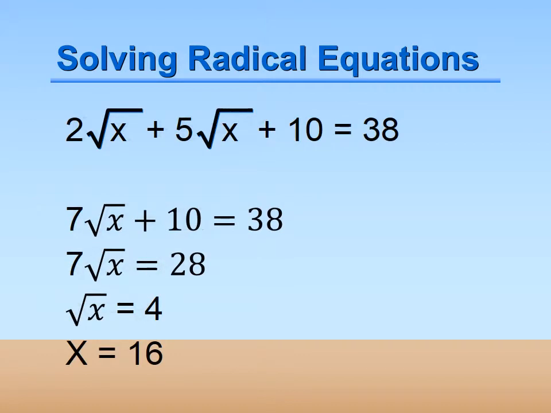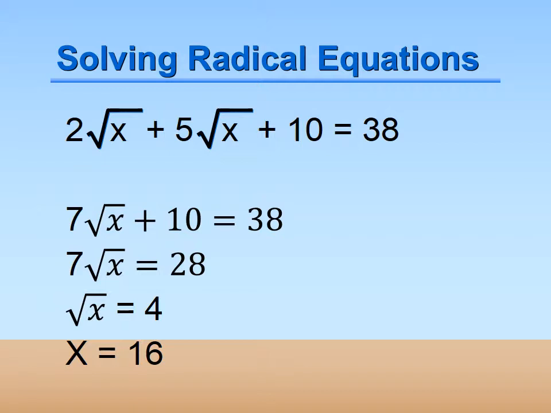Let's try this one. For this problem, before we can isolate the radical, we have to combine like terms. So we've got 2 square roots of x plus 5 square roots of x. So think of it as 2 apples plus 5 apples. How many apples do we have? We have 7. So we can combine like terms and we get 7 square root of x plus 10 equals 38. Now we've got a two-step equation.